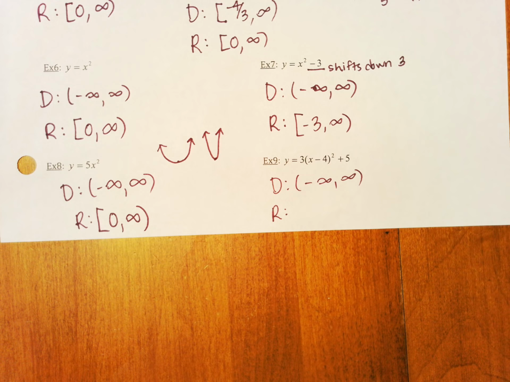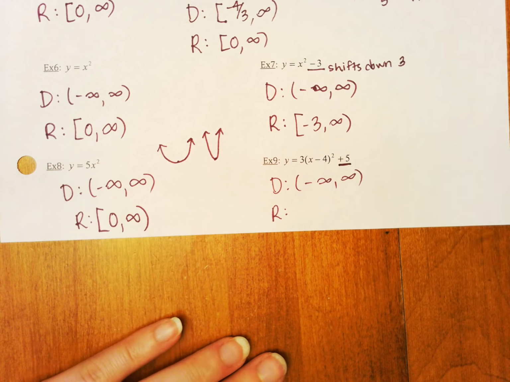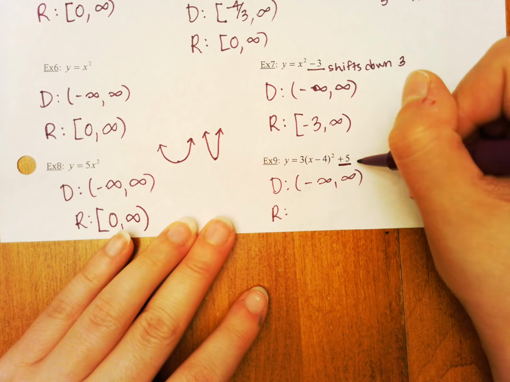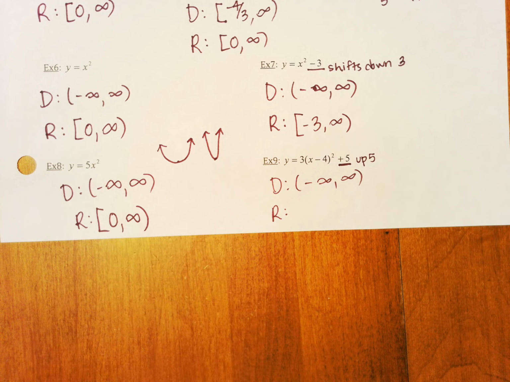So this 3 doesn't matter. We have this 5, which shifts it up 5 units. So that's going to take our range and shift it up 5.